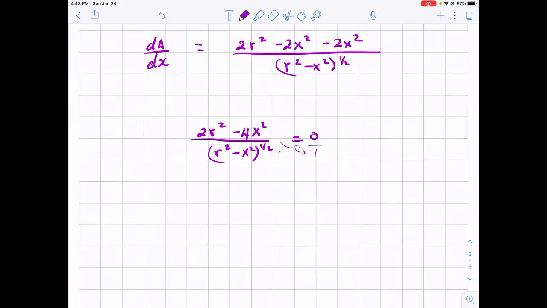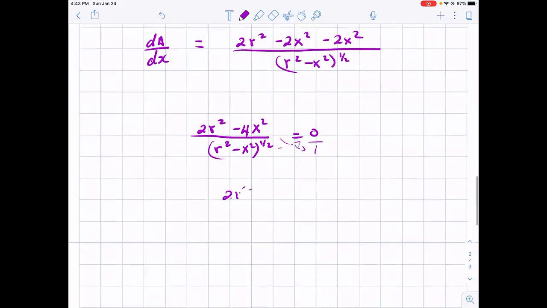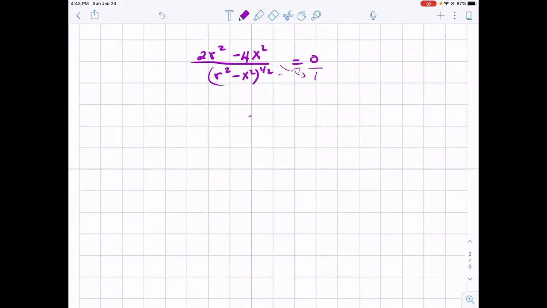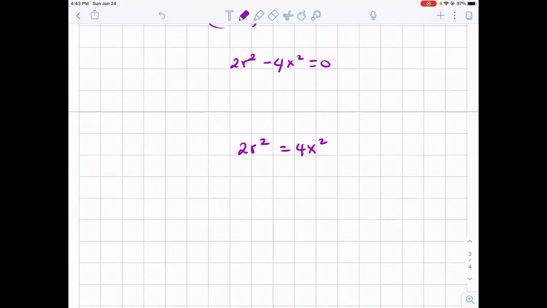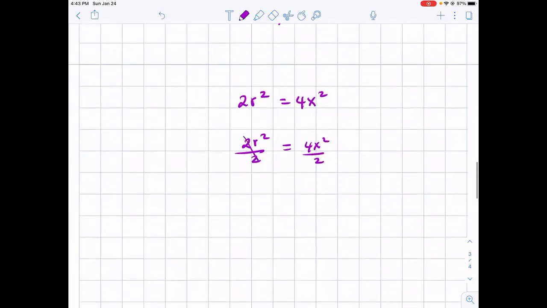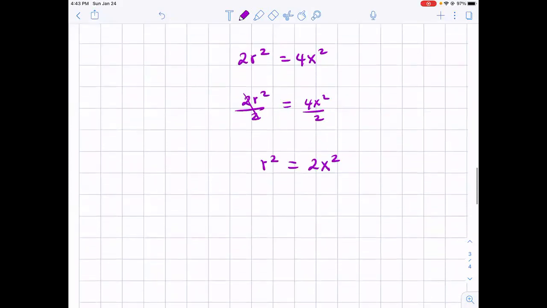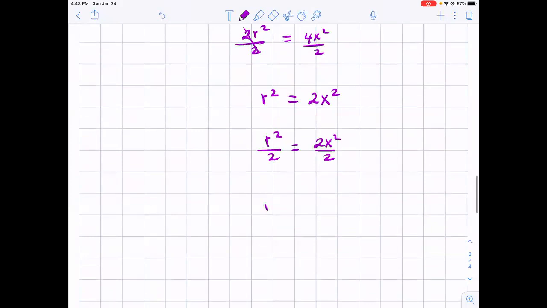the denominator times 0 leaves me with 0, so 2r squared minus 4x squared is equal to 0. Therefore, 2r squared is equal to 4x squared. And now we'll solve for x. We can divide both sides by 2, which leaves me with r squared is equal to 2x squared. We'll divide both sides by 2 again, so r squared over 2 is equal to x squared.